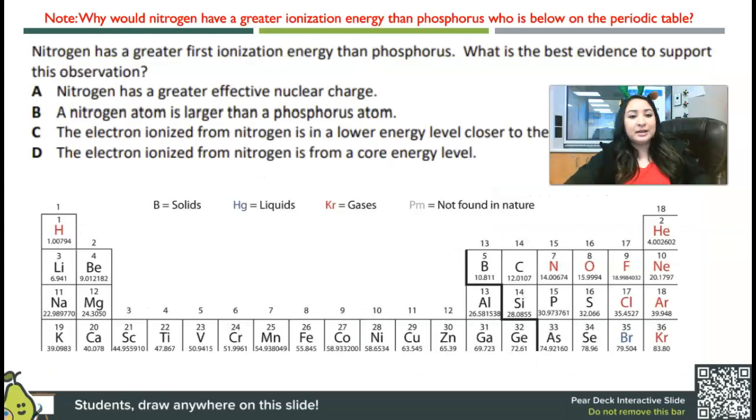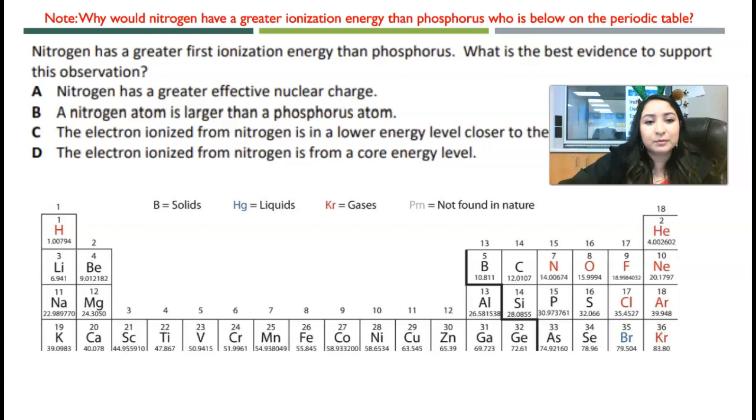So nitrogen has a greater ionization energy than phosphorus. What is the best evidence to support this observation? Go ahead and pause the video so you can answer the question. All right, so we're looking for nitrogen. Nitrogen is right here. Phosphorus is right here. So which one best supports how nitrogen has a greater first ionization energy than phosphorus? Which direction does it increase?